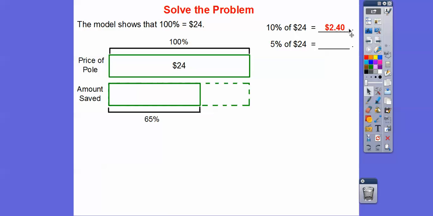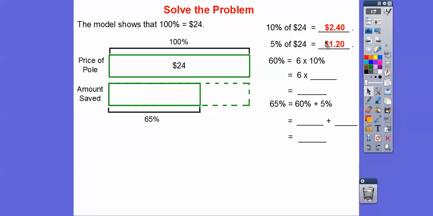10% is $2.40. So 5% is going to be half of the 10%, which is going to be $1.20. Okay, you guys okay with that? All right, so to find 60%, we're going to take 6 times the 10%, so it's going to be 6 times the $2.40, okay? And so when we multiply those, I'll do that down here, so 6 times 0 is 0. And then 6 times 4 is 24, so we're going to have a 4 and carry the 2. You'll see I did that right down there. And then 6 times 2 is 12, plus 2 is 14, and then move the decimal over 2 places, so it's $14.40. Okay, now that's 60%.